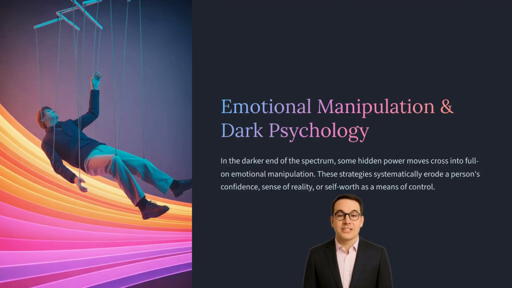In the darker end of the spectrum, some hidden power moves cross into full-on emotional manipulation, often discussed under the label of dark psychology. These are strategies used by highly toxic individuals, like narcissists, sociopaths, or simply very manipulative personalities, to gain and maintain power over others' psyches. They tend to systematically erode a person's confidence, sense of reality, or self-worth as a means of control. Here are two of the most notorious tactics and how to spot them.